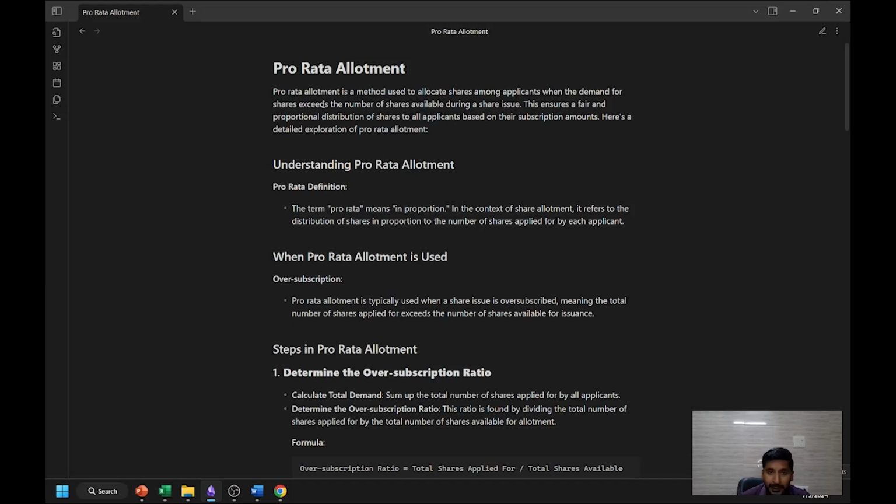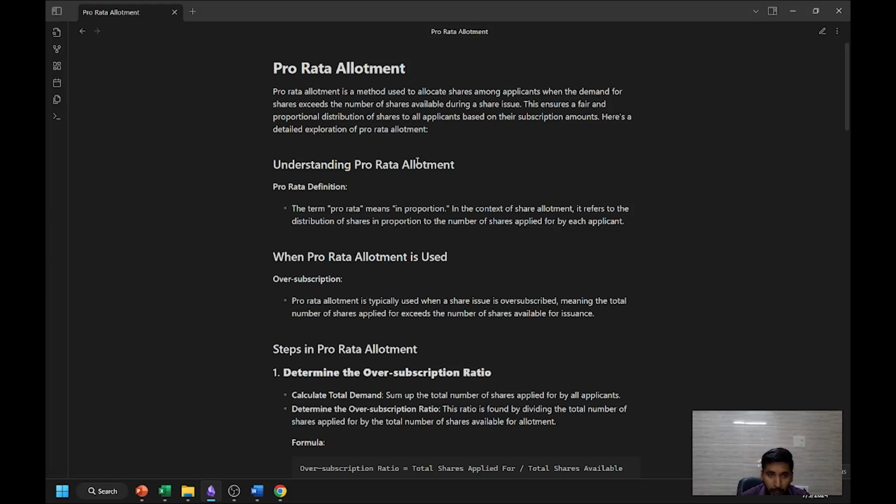So basically, pro rata is a method to allocate the shares among applicants when the demand for the shares exceeds the number of shares available. Oversubscription case: when the shares are oversubscribed, then we use the pro rata allotment.